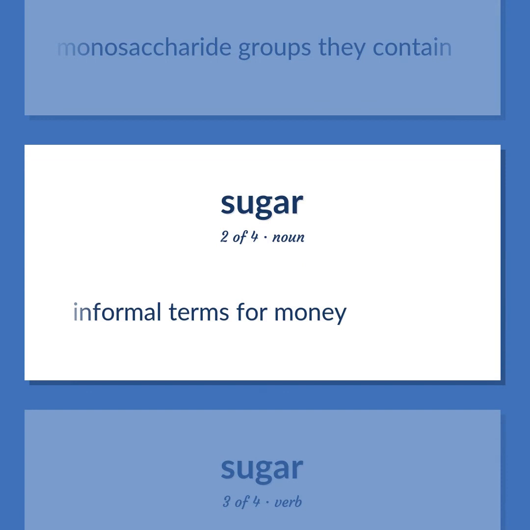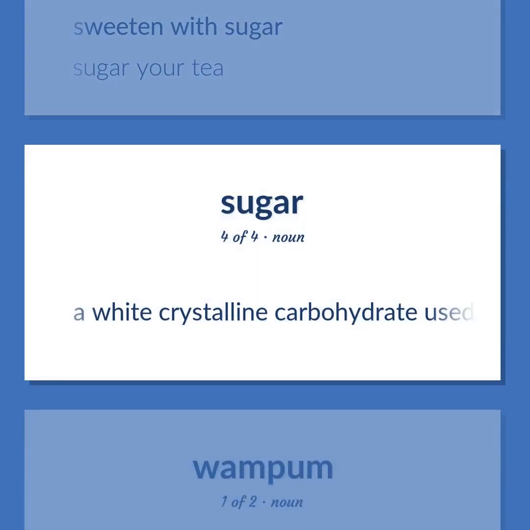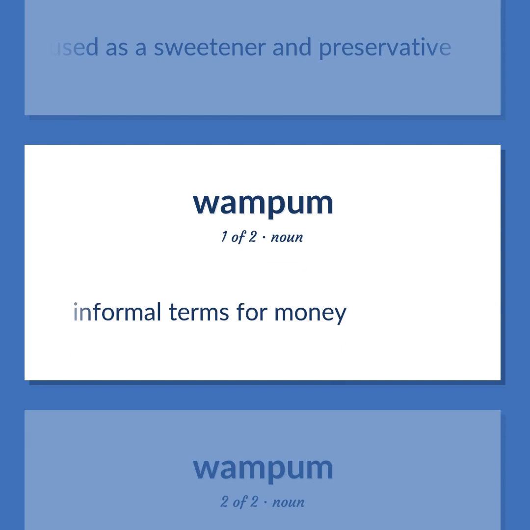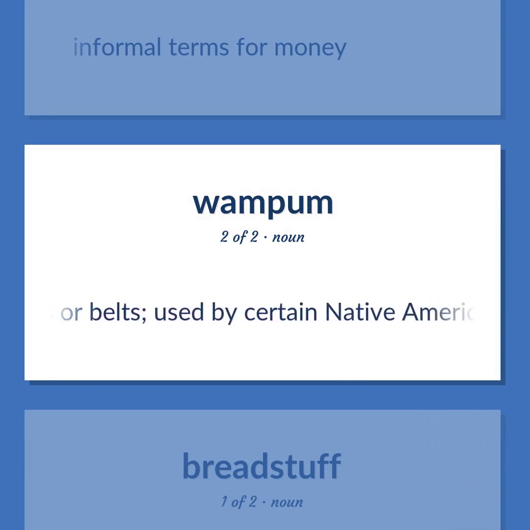Informal terms for money. Sweeten with sugar. Sugar your tea. A white crystalline carbohydrate used as a sweetener and preservative. Informal terms for money. Small cylindrical beads made from polished shells and fashioned into strings or belts, used by certain Native American peoples as jewelry or currency.